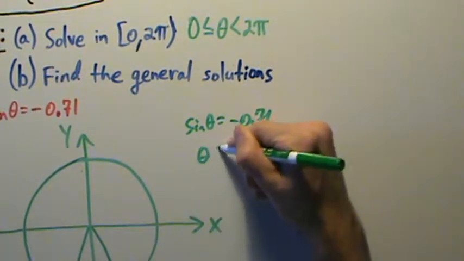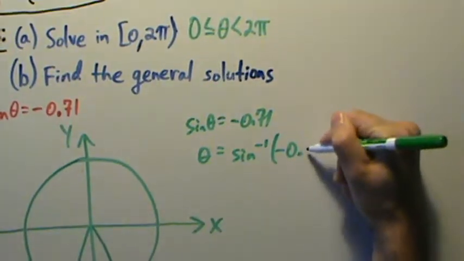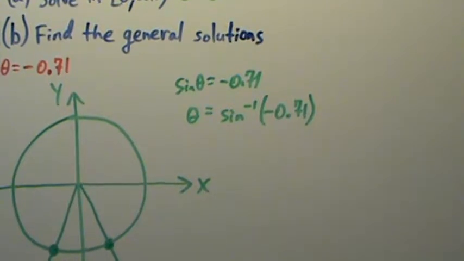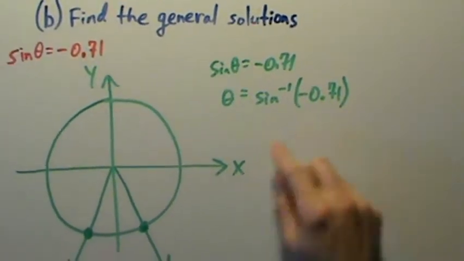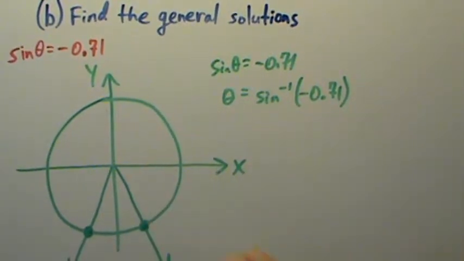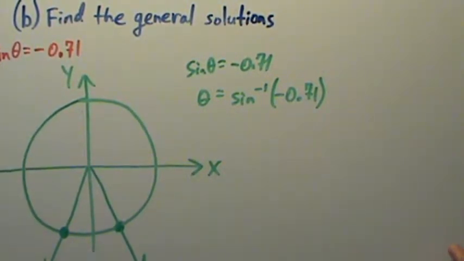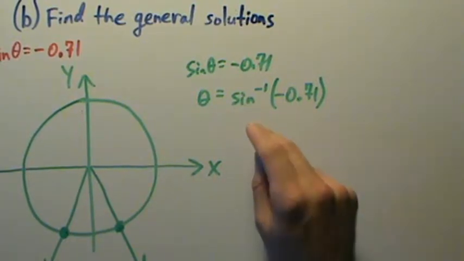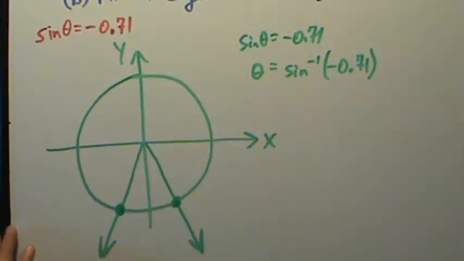Okay, so if we proceed like we did before, if we have sine of theta equals negative 0.71, then if we say theta equals the inverse sine of negative 0.71, that's not going to give us exactly what we want, and why not? Well, first of all, if we take the inverse sine of something negative, that puts us in quadrant 4, which is where we want to be for one of the angles. But remember, if you take the inverse sine of something negative, you get something negative. When you evaluate the inverse sine function, you get something between negative pi over 2 and positive pi over 2.